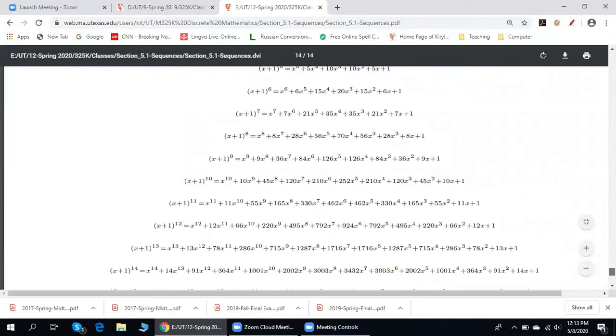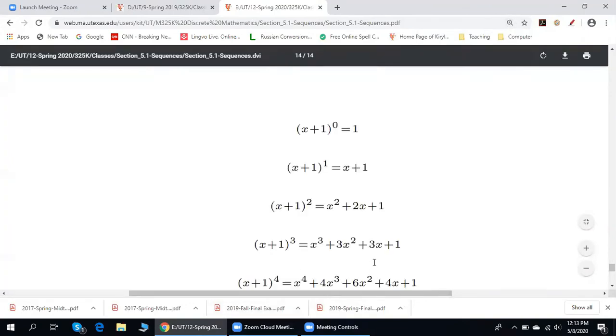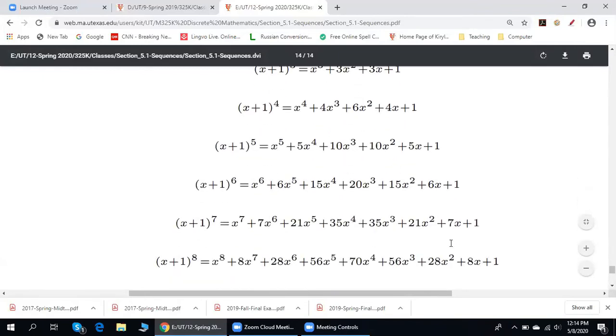Let me scroll down to the appendix. Please take a look at this. Here we expand parentheses. X plus 1 to 0 power is 1. X plus 1 to first power is x plus 1. X plus 1 squared is x squared plus 2x plus 1. X plus 1 cubed is x cubed plus 3x squared plus 3x plus 1. And so on and so forth.